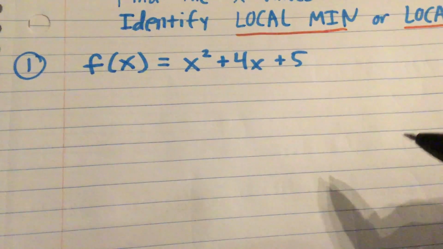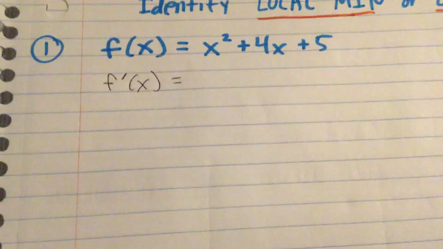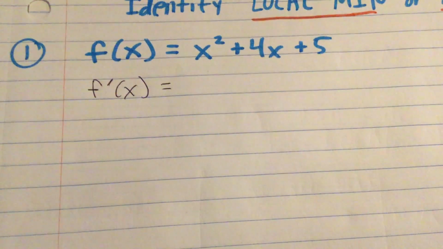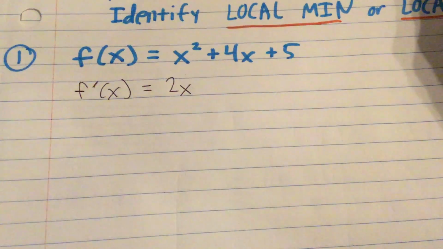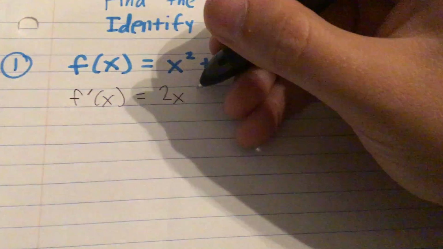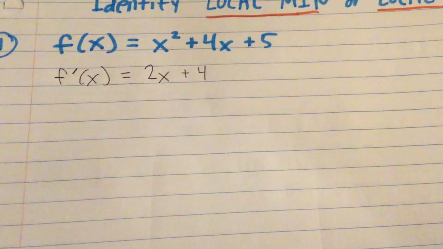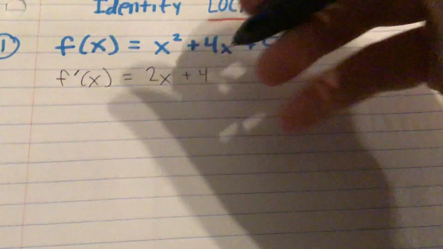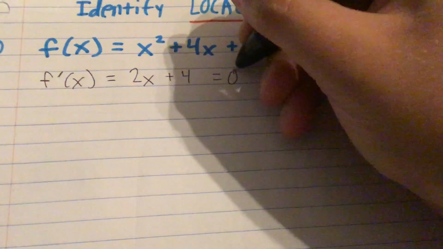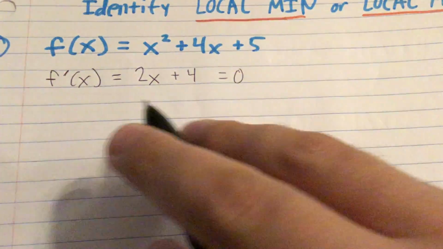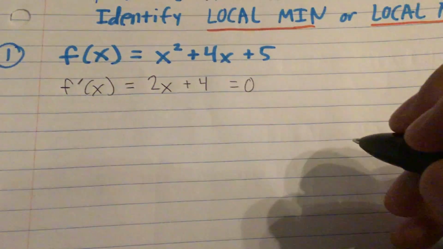So in other words, I want to figure out where is the critical point. So I'm going to set f prime of x of this quadratic trinomial. And the derivative of x squared is 2x. The derivative of positive 4x is positive 4. And the derivative of positive 5, well, that's a flat line, that's 0. So 2x plus 4, we set it equal to 0, and now we're trying to figure out which x values have a horizontal tangent line.